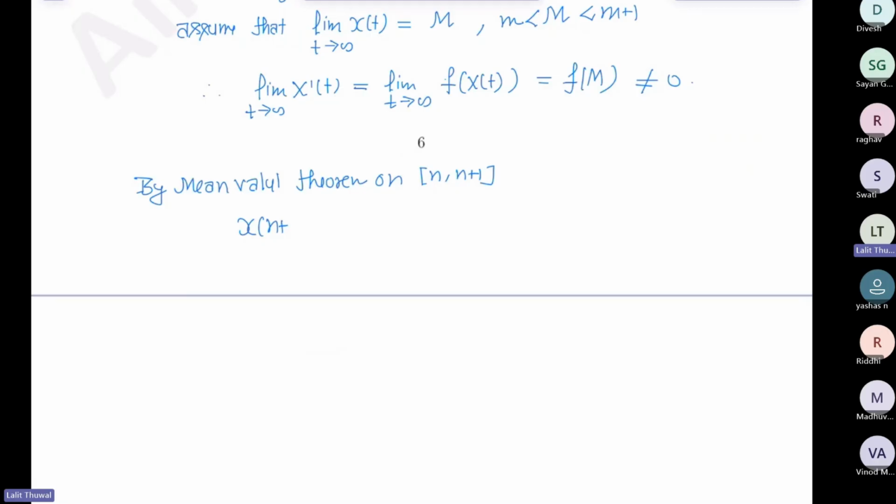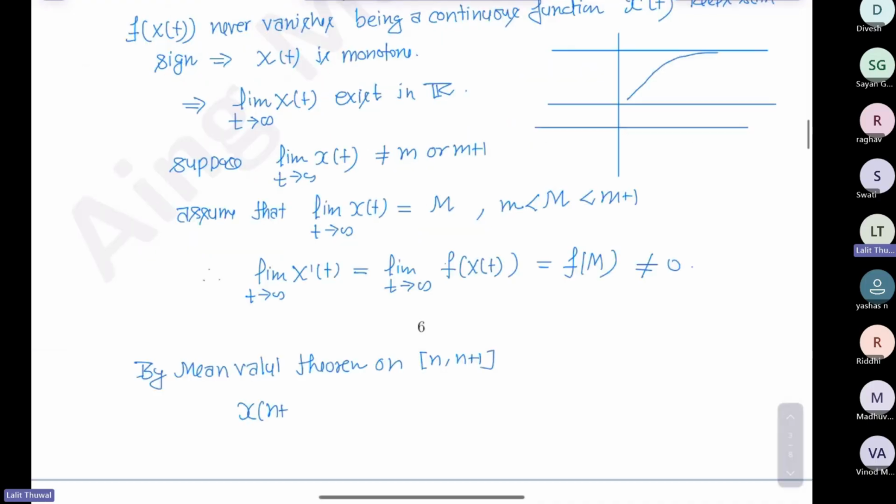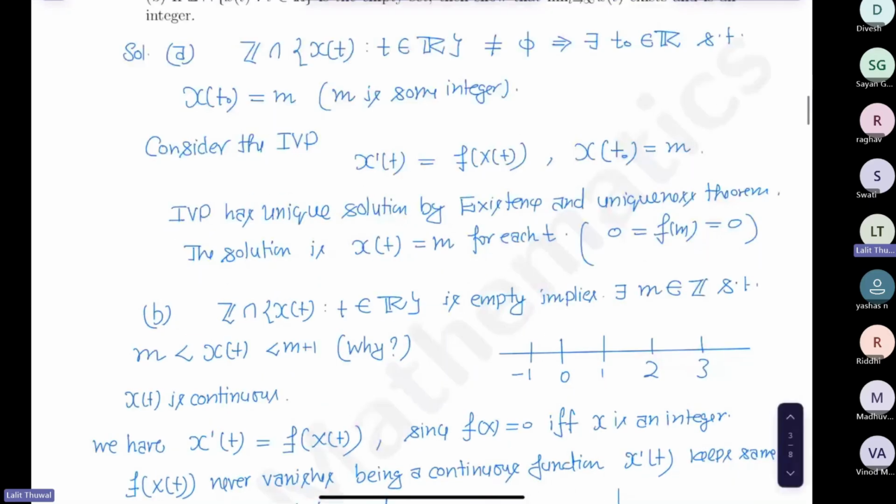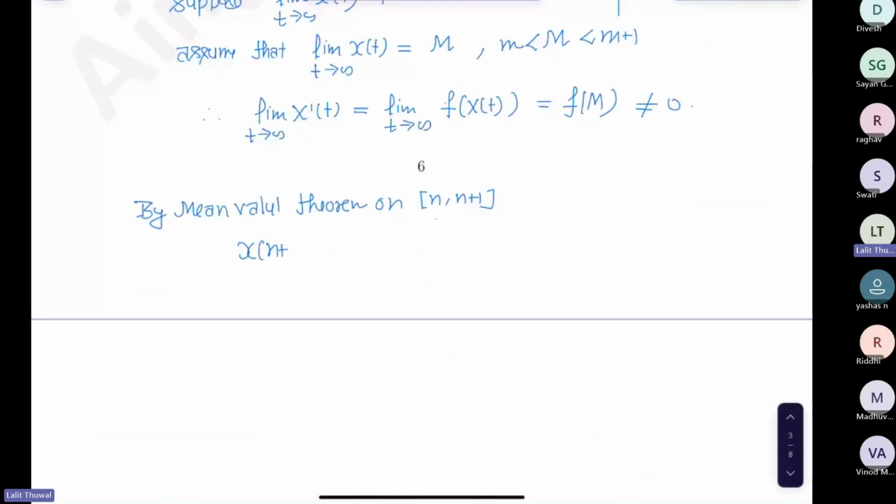Because x exists on R, it is given in the question. Keep that in mind. Whenever you see other questions in other exams, it need not exist over R every time. So keep that in mind. So here we can use this.